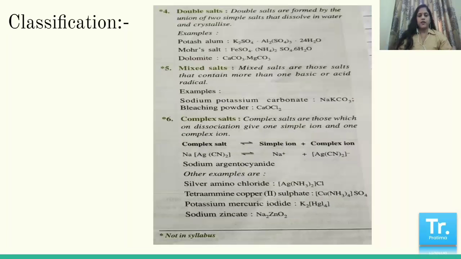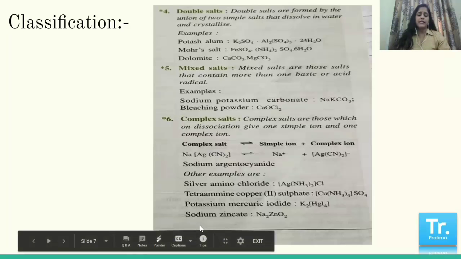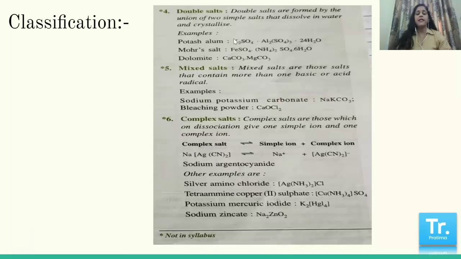Next one, a double salt. A double salt has asterisk marks because in some books they say it is not in the syllabus, but you should know, because these compounds are all there in your syllabus. Double salts are formed by the union of two simple salts that dissolve in water and crystallize. Potash alum, Mohr's salt, and dolomite are combinations of two simple salts together.